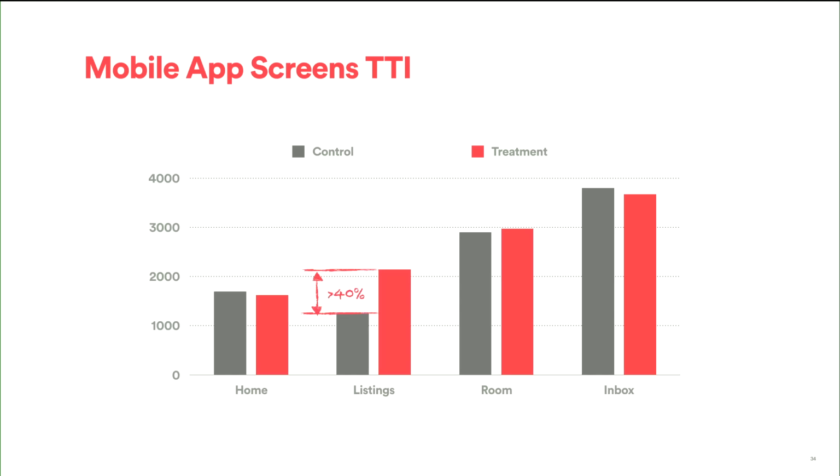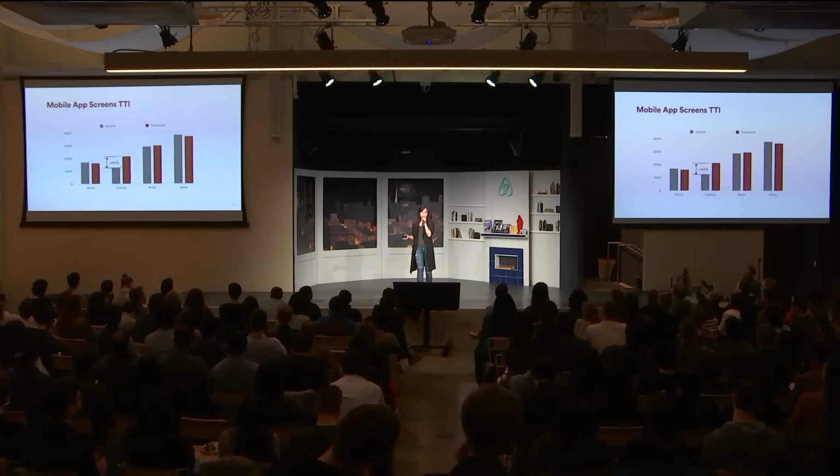The TTI increased more than 40% in this treatment group. Although it's still faster than the inbox or room page, we can confidently say its performance was hit due to this new feature. So if you're the listing page owner, you probably want to go and fix it right now.